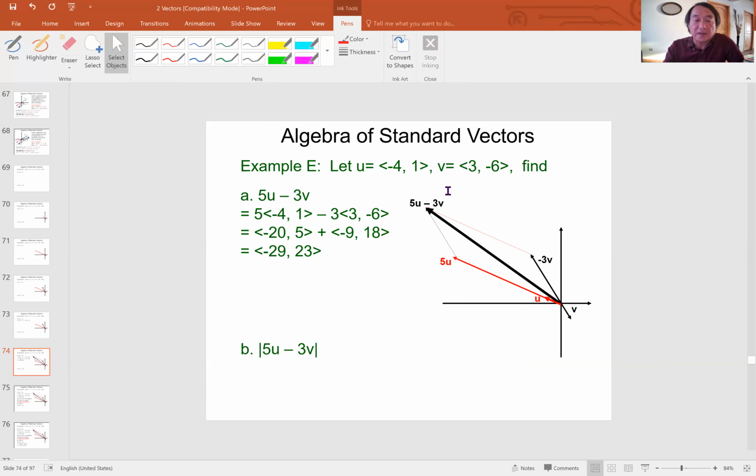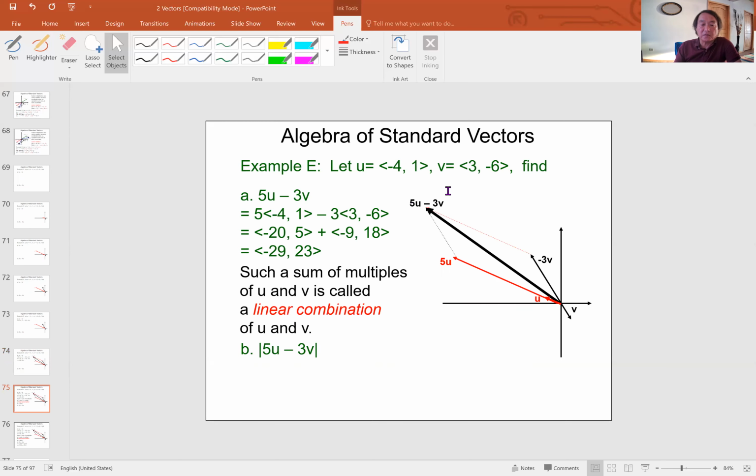The vector 5u minus 3v obtained in this fashion from u and v is called a linear combination of u and v. This term is very important. A linear combination of some vectors means you use those vectors, you add them, subtract them, and make a new vector. The new vector is called a linear combination of the old ones.